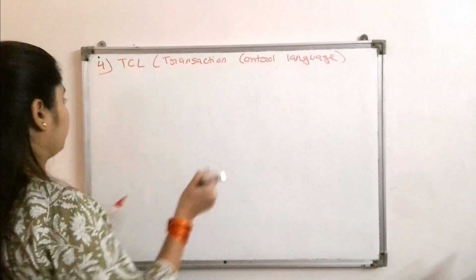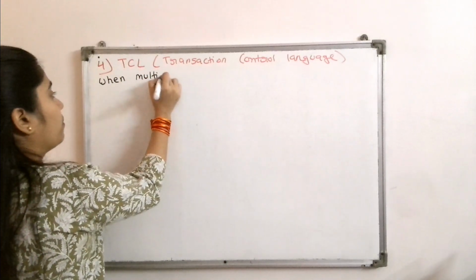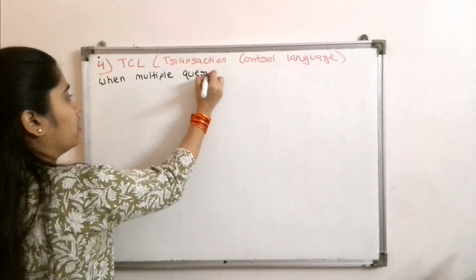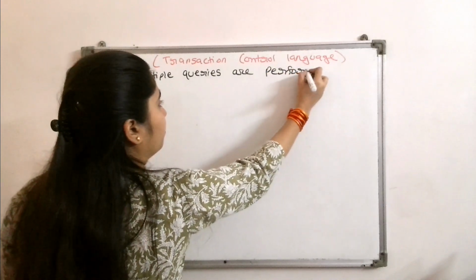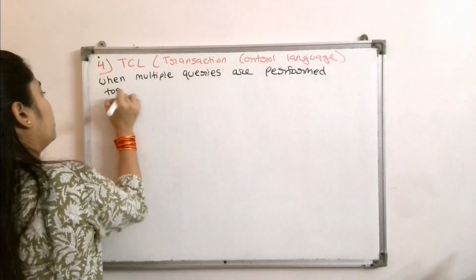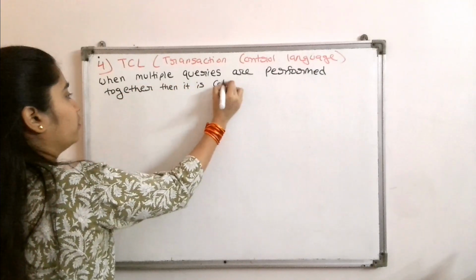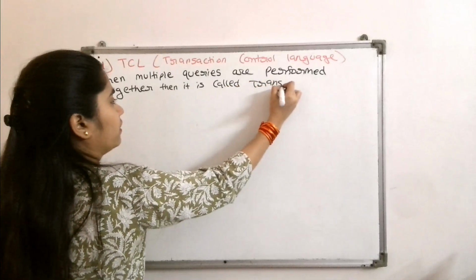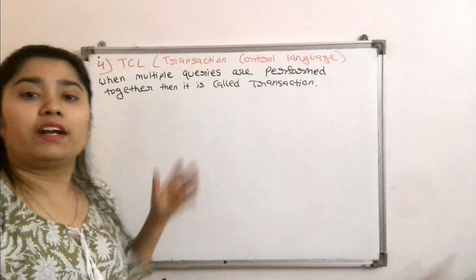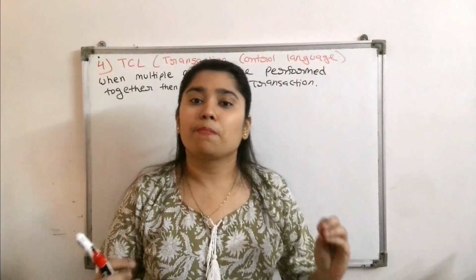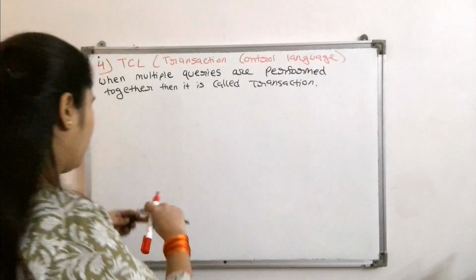Let's write it here also. When multiple queries are performed together, then it is called a transaction. Okay, the TCL queries help in maintaining the accuracy and the consistency in the database. Now let's see the commands of the TCL language.